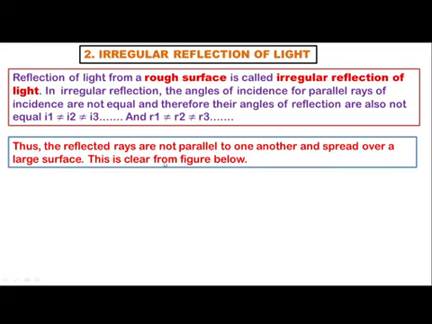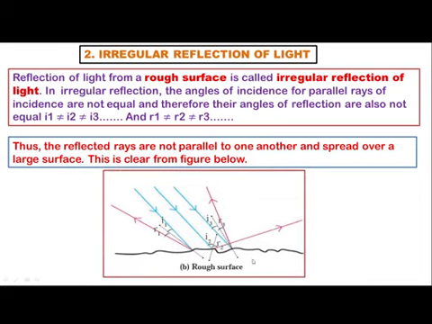This is clear from the figure below. See this figure. This is a rough surface. These are incident rays and these are reflected rays. These are the angles of incidence. These are the angles of reflection.